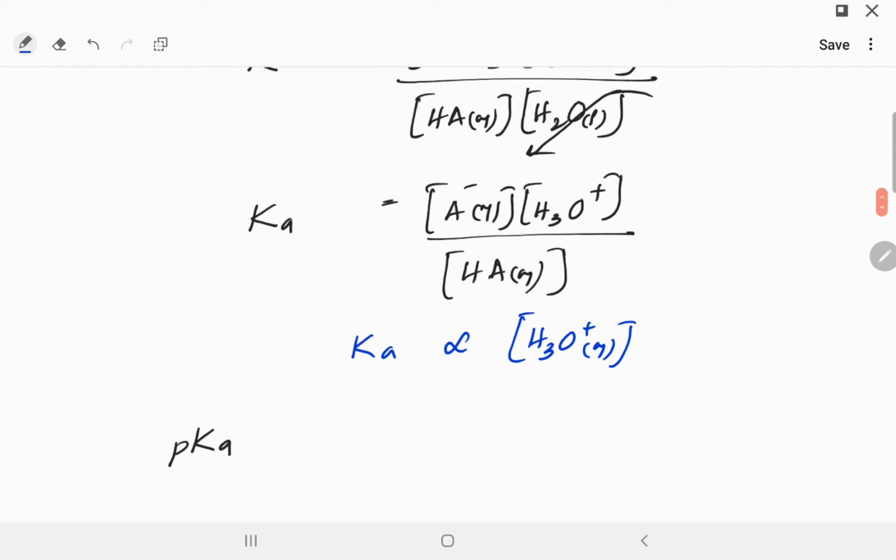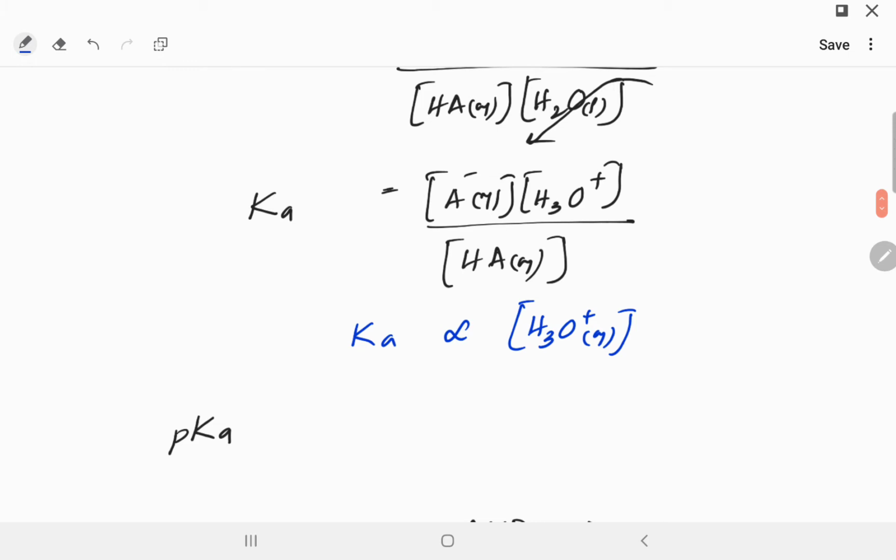Okay, so rather than using Ka, it is more convenient to use the log value of Ka. What we commonly use as compared to Ka is pKa. You are familiar with this p from your previous chemistry lessons. Whenever we use a lowercase p, we know that we are using the minus log value of that particular constant. So here we have Ka.